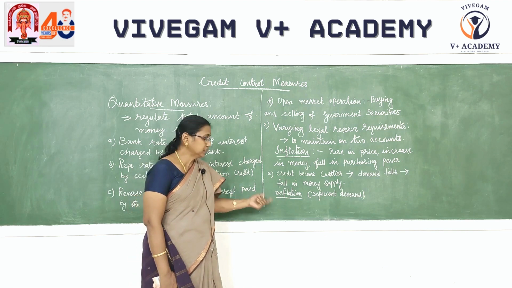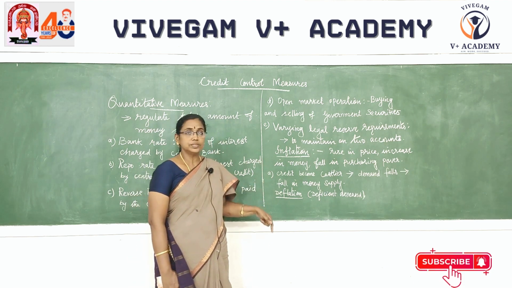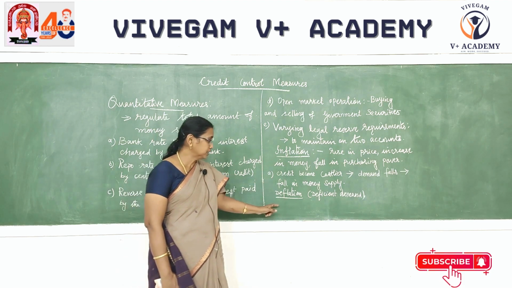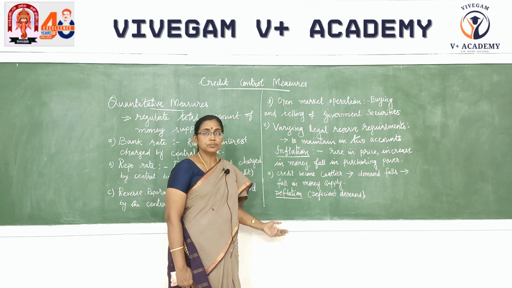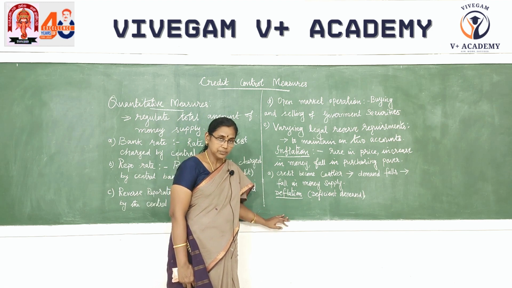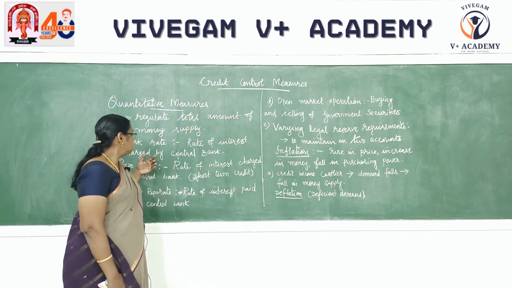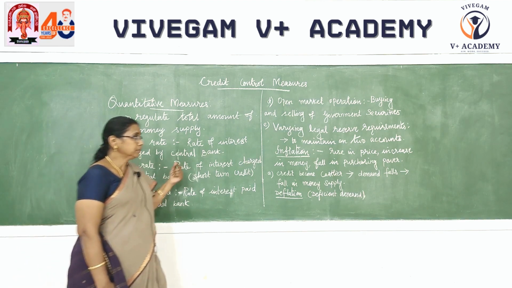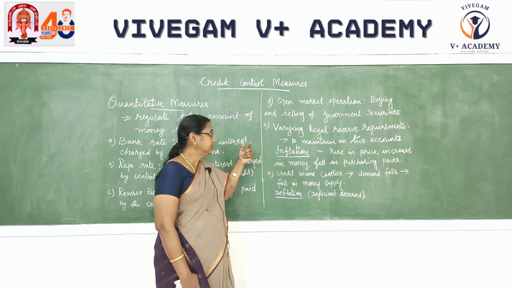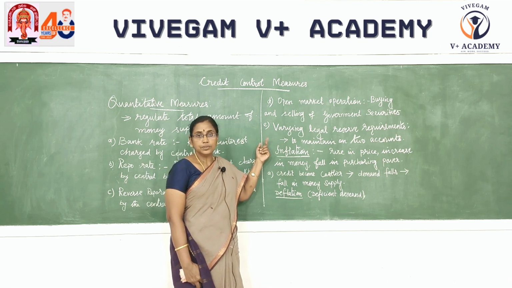The next situation is deflation. Just the opposite of inflation, we call it deflation, or we can use the words deficient demand. So the reverse will be followed when there is deflation. The bank will decrease the bank rate, repo rate and reverse repo rate, they will buy securities and they will decrease the reserve ratios.